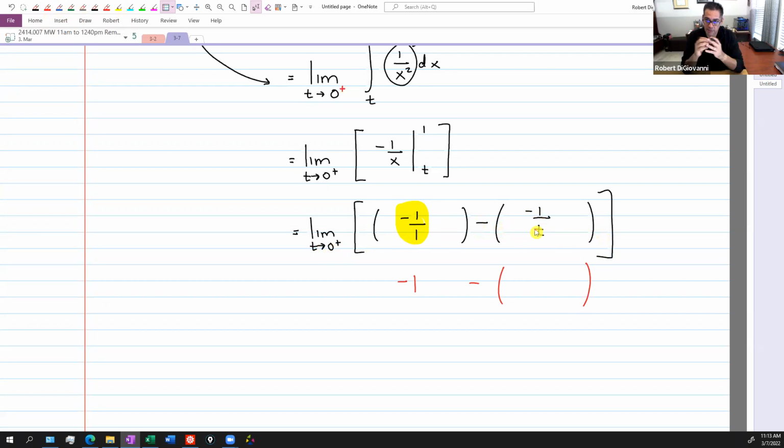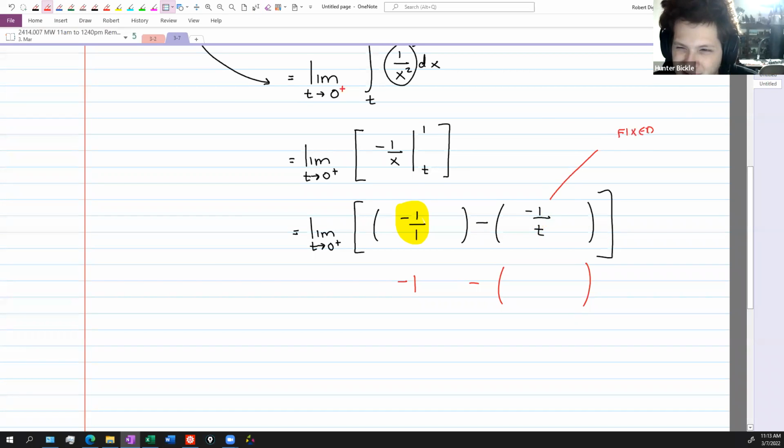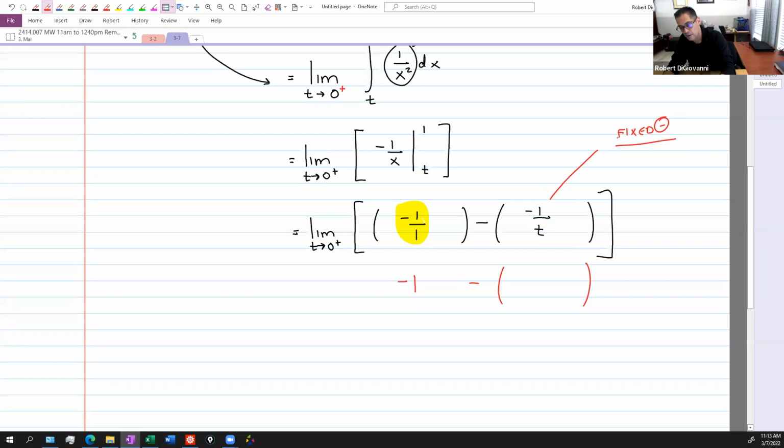It gets huge, right? You have a fixed number on top. Doesn't it become negative infinity? Well, yes, because the bottom is headed towards 0, and it's always positive because we're coming in from the right. So you have a negative divided by a positive. And anytime you have a fixed number over something that gets really small, it gets really big. So this should be negative infinity. So that becomes negative infinity in here.